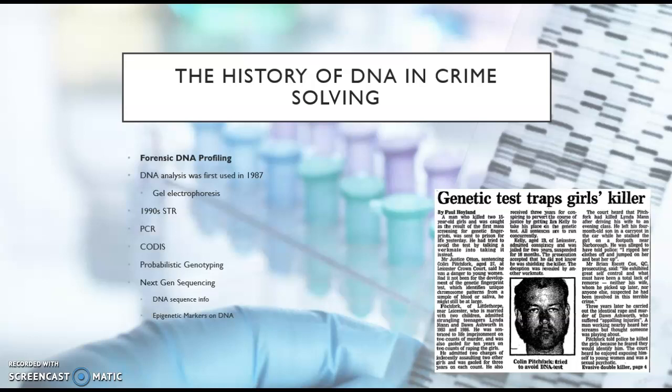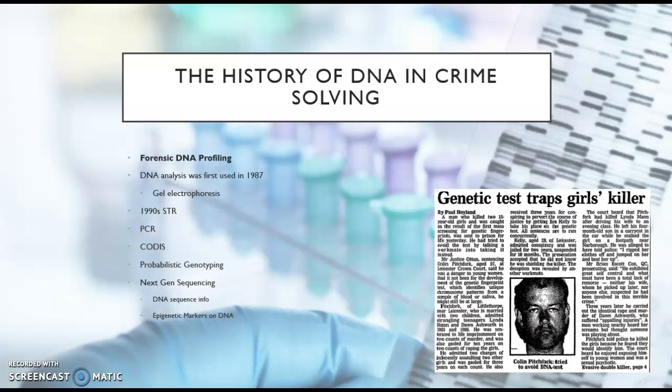So the history of DNA and crime solving. This is called forensic DNA profiling, and DNA analysis was first used in 1987. This was used to find Colin Pitchfork, who tried to avoid DNA testing as they were collecting fingerprints. He was eventually found and admitted to killing 2 girls.